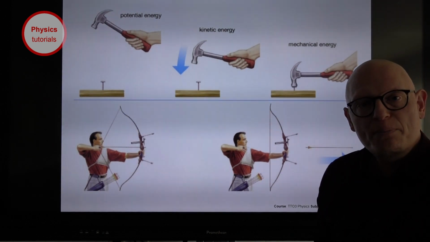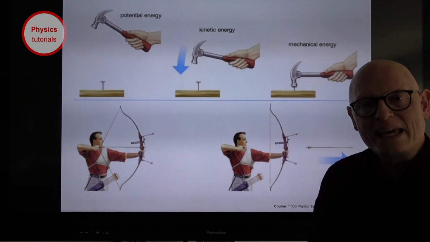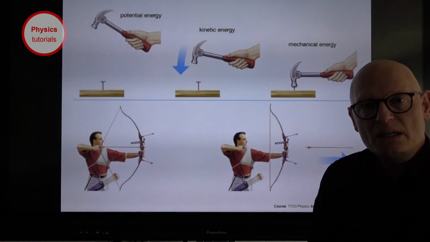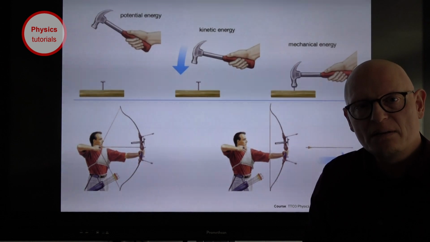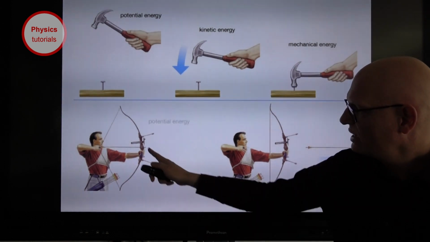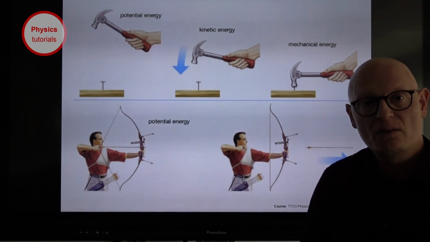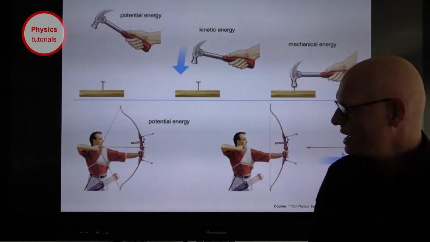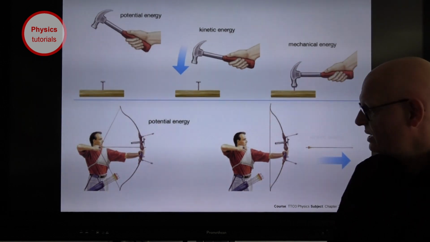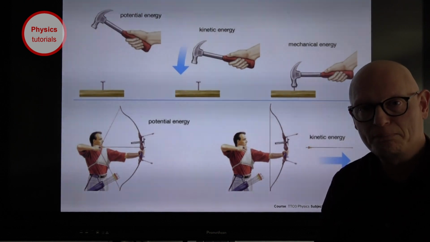Okay, when we look at the person here holding the bow, you see that when he pulls the string, he basically adds potential energy to the bow. Then when he releases the string, the arrow will fly away, and then you have kinetic energy.